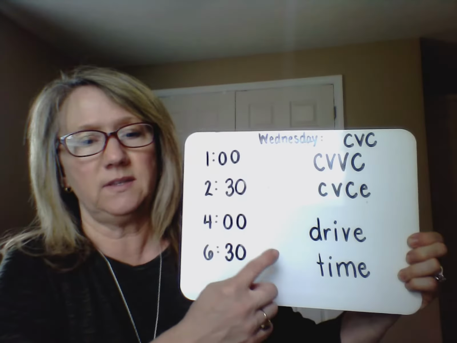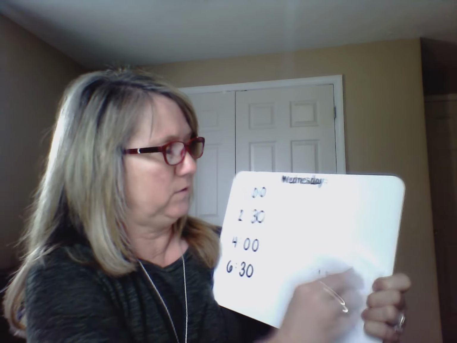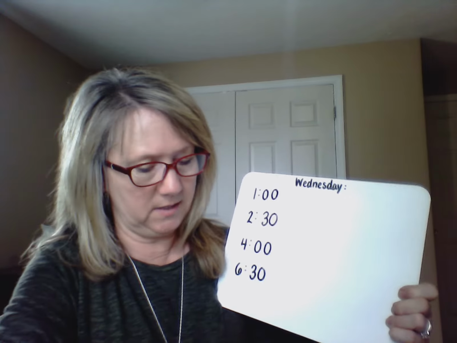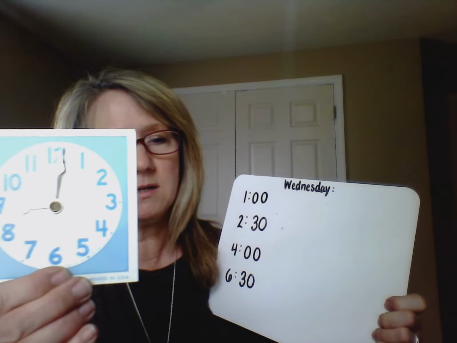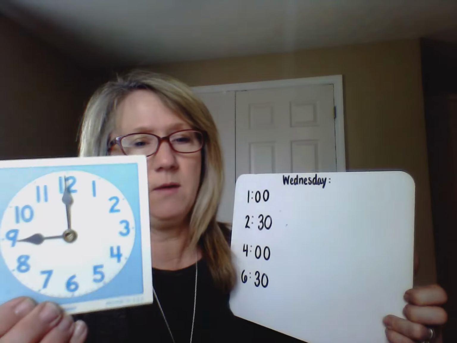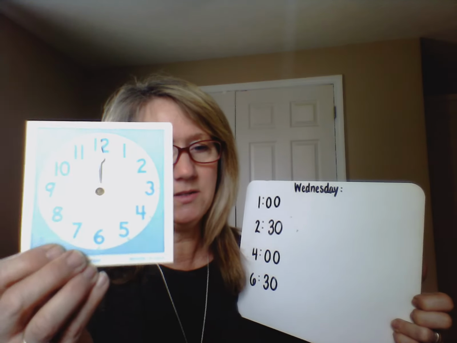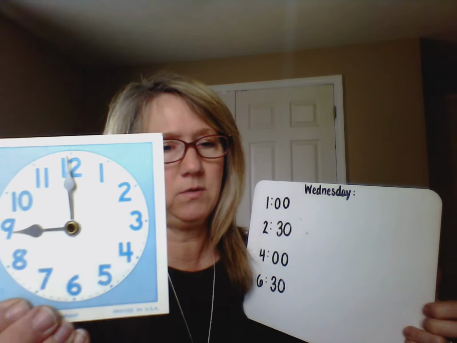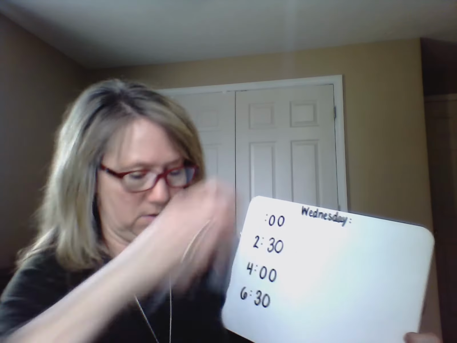Now, let's look at telling time today. We are reviewing a lot of things we've already done. This is how we tell time to the hour. Say 9 o'clock. So the 9 has the hour hand pointing right on it, and the 12, there's the minute hand straight up and down. 9 o'clock. So this is how you write 9 o'clock. It's with the 9, 00.